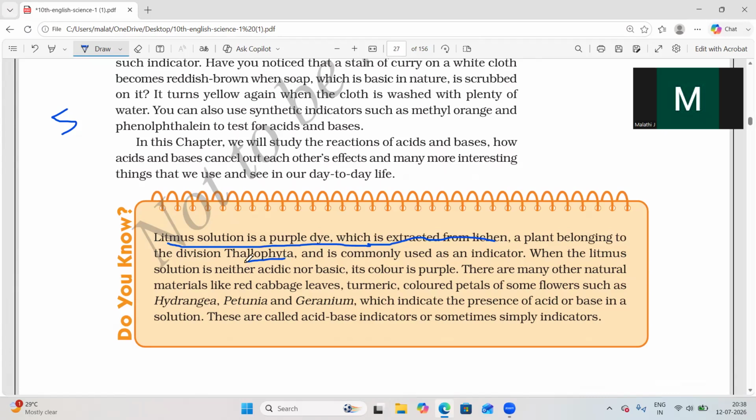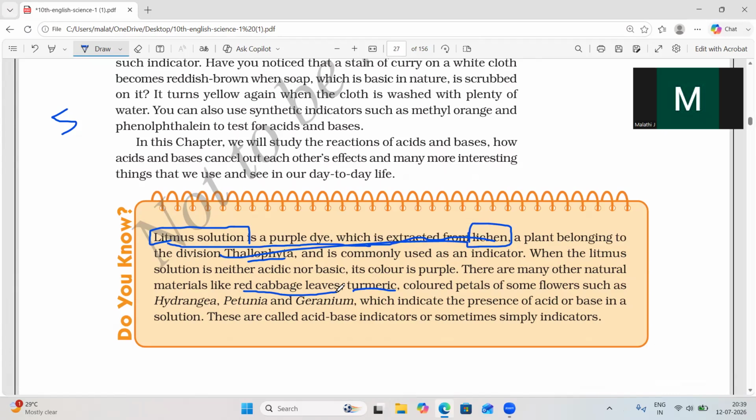One example is litmus solution. That litmus solution is obtained from the lichen plant. This is important. After using some chemical methods, we convert that litmus solution into litmus paper. Other natural indicators are turmeric and red cabbage leaves.